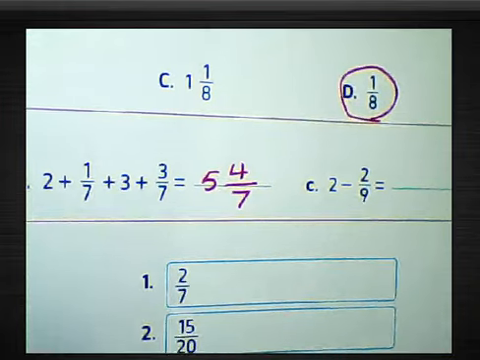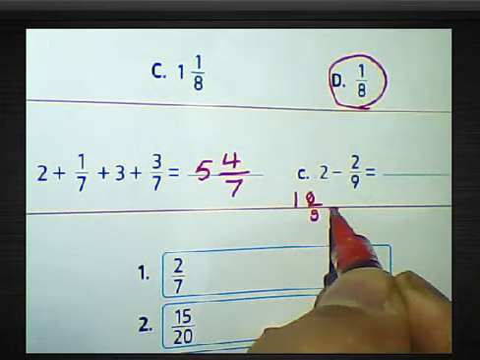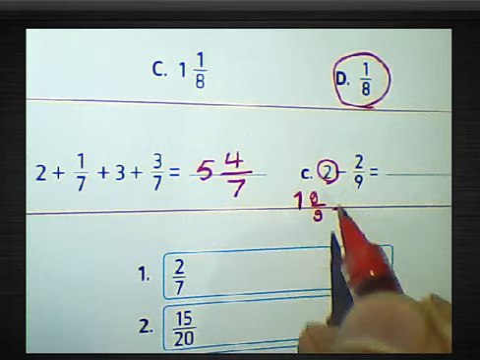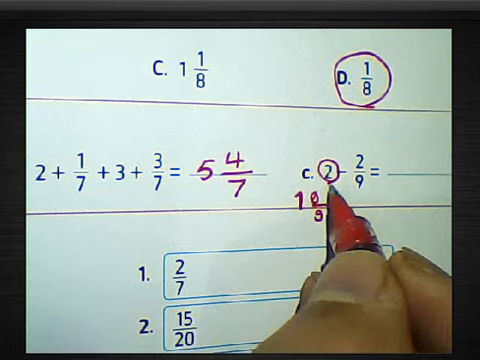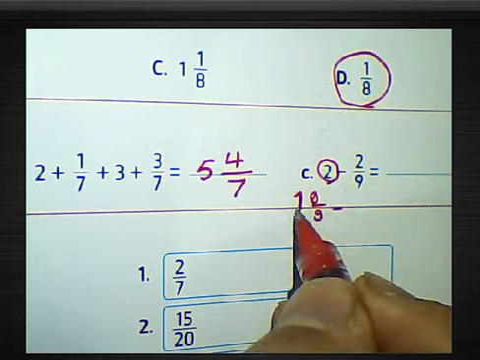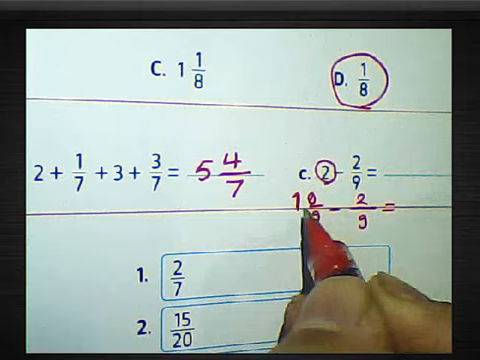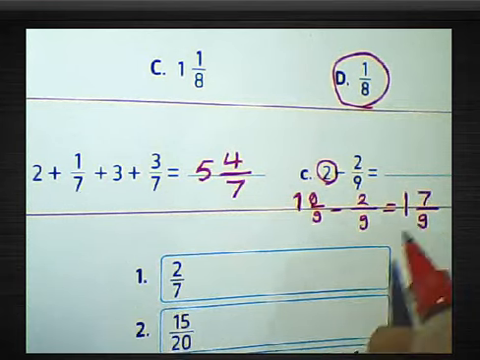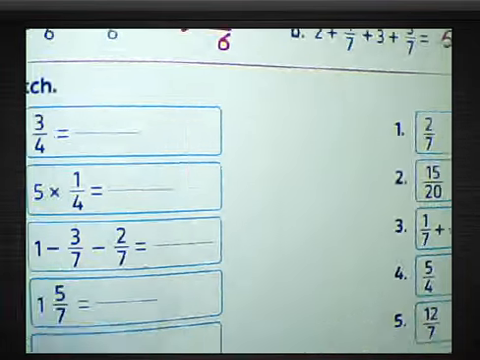To subtract 2 over 9, we know 2 will be 1 and 9 over 9. Convert this whole number to a mixed number to find the result. Because we have a whole number, 2, convert to mixed number, 1 and 9 over 9. Subtract 2 over 9: 1 minus 1 equals 0, and 9 minus 2 equals 7, and write 9 in the denominator. The result will be 1 and 7 over 9.